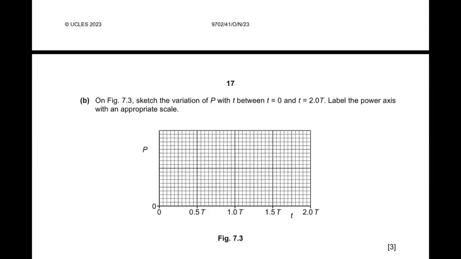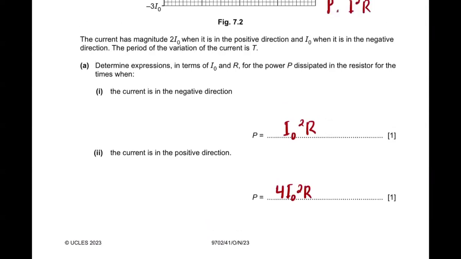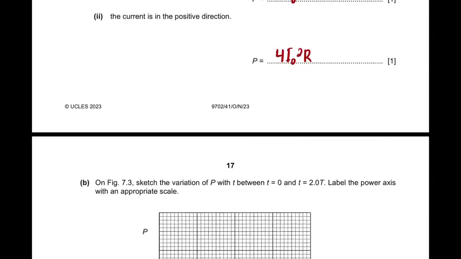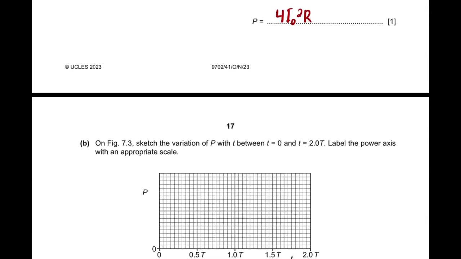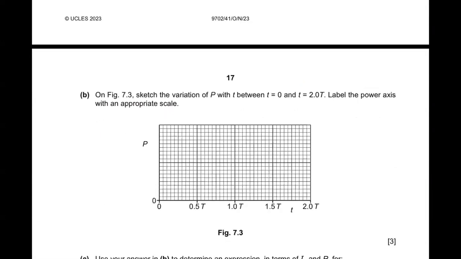Then it says on 7.3, sketch the variation of P with t between 0 and 2T. Label the power axis with an appropriate scale. So it's going as high as 4 I naught squared R, right? So I now need to make a scale. Let me call this 4 I naught squared R. This would then be 2 I naught squared R, right? And then this would be 3, and then this would be 1.